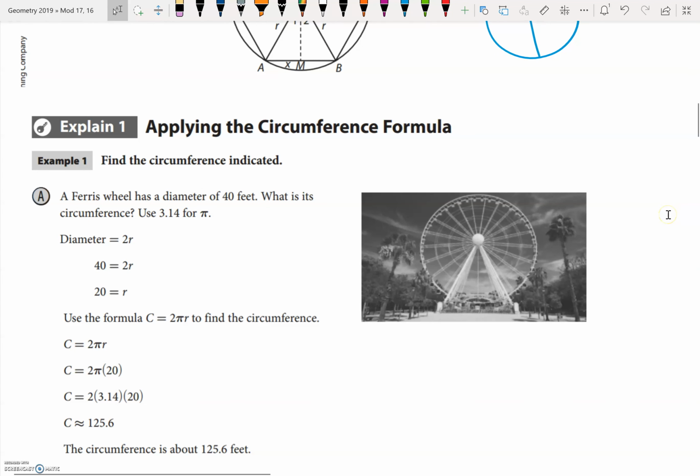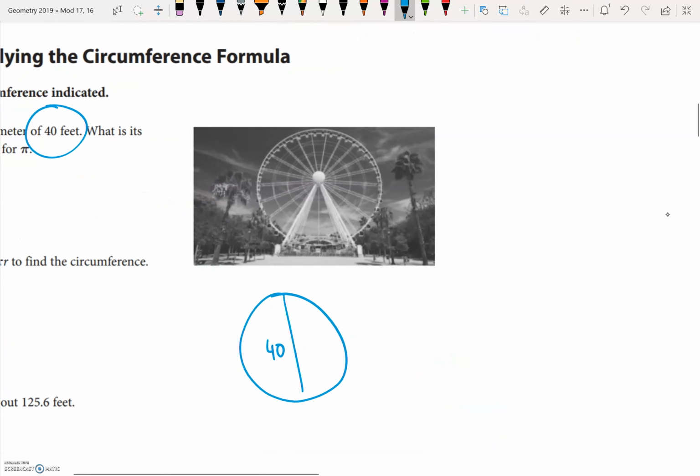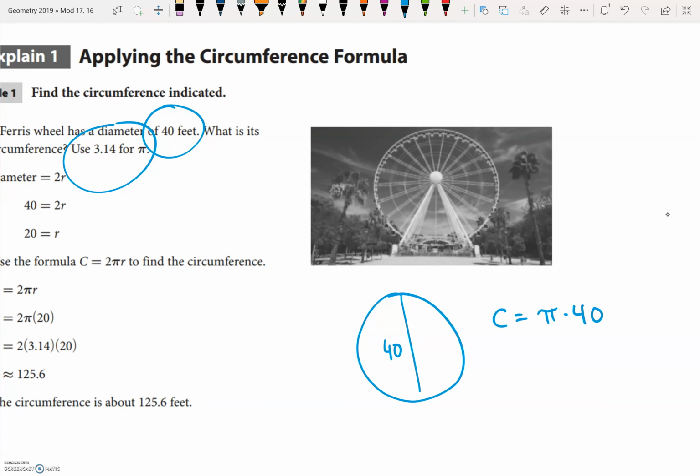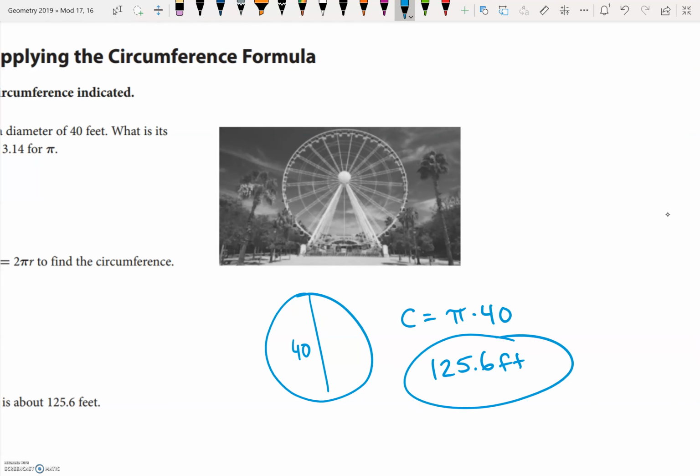It says here that a Ferris wheel has a diameter of 40 feet. So we have a diameter of 40, and we want to find out what the circumference is. So all we need to do is say the circumference equals pi times 40, and it says we should use 3.14 for pi. So we just do 3.14 times 40, and we will get 125.6 feet. Done.